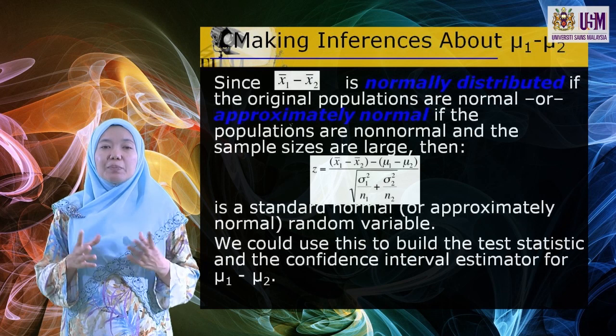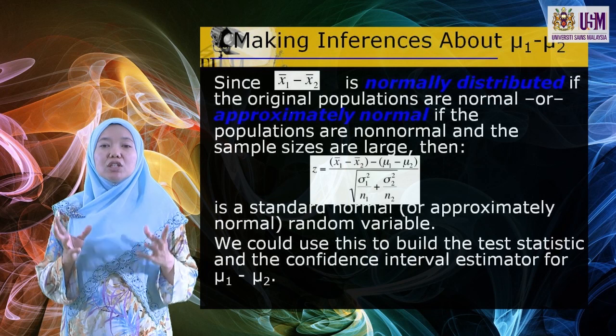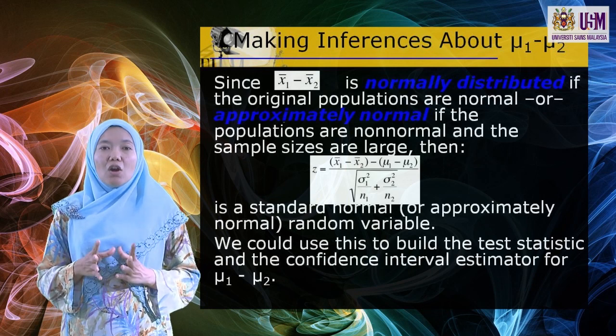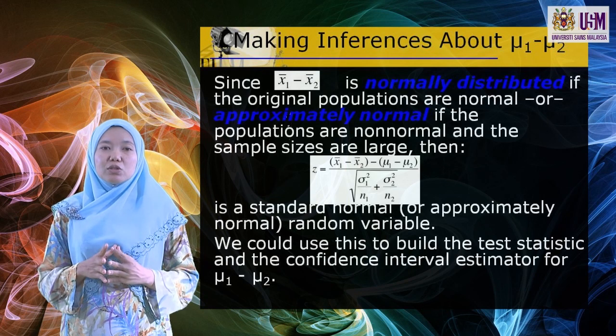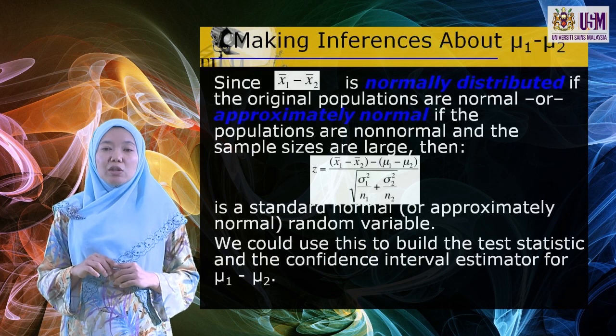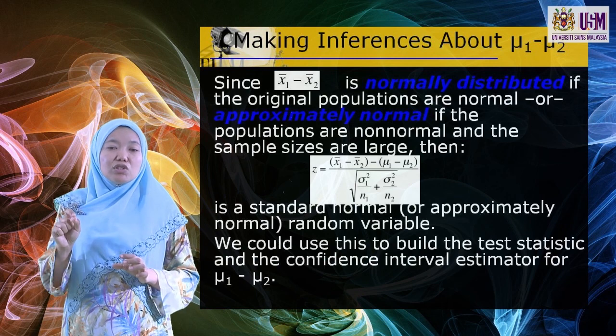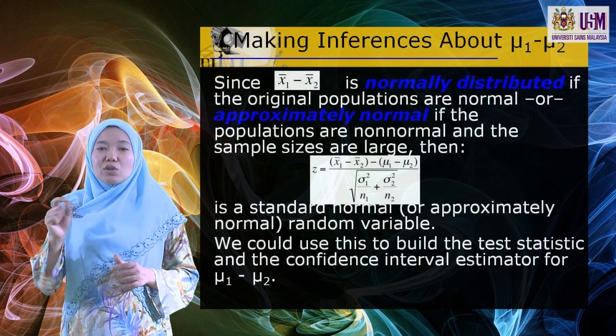Okay, since x bar 1 minus x bar 2 is normally distributed if the original populations are normal, or x bar 1 minus x bar 2 is approximately normal if the populations are non-normal but the sample sizes are large, then we can use our new test statistic formula for z. Bear in mind this is an extension of our original z-score formula.